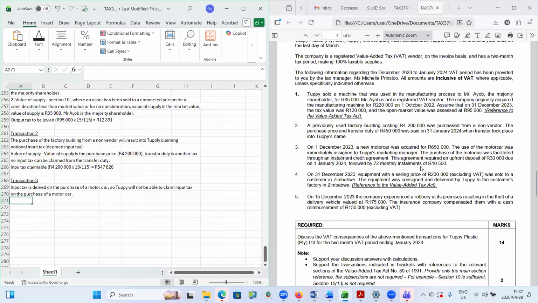Another implication, let's go to the transaction, because each statement is very important here. What about the use of the motor car being immediately assigned to TAPI's manager? What are the implications? It's a fringe benefit, which is output tax. Yes, granting of the motor vehicle to the marketing manager will be a taxable fringe benefit.